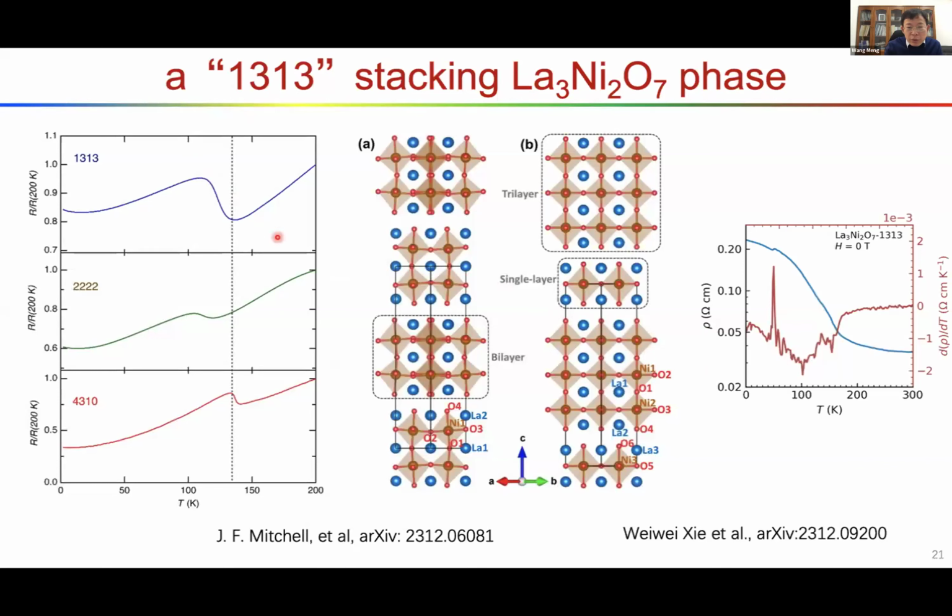Very recently, several groups reported some other stacking structures for these 3-7 compounds. One is the 1-3-1-3 compound. We can look at it here. There's a single nickel oxygen layer, and this is the tri-layer. There's a long-range order for this kind of stacking. But the problem is we couldn't separate this phase from the bilayer phase, and also sometimes there are 1-4 phase and 4-3-10 phase mixed together. Currently, when we measure the resistance and other properties, we are measuring a mixture of different phases.